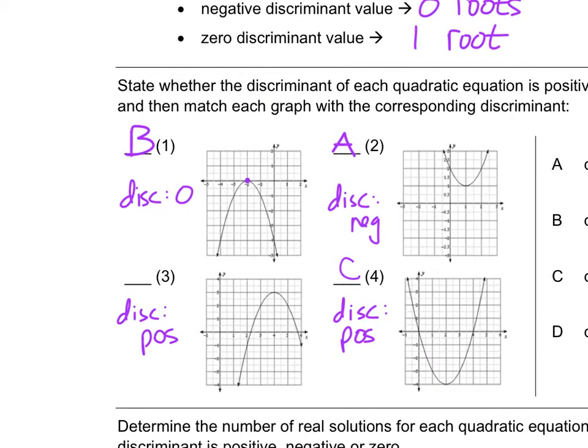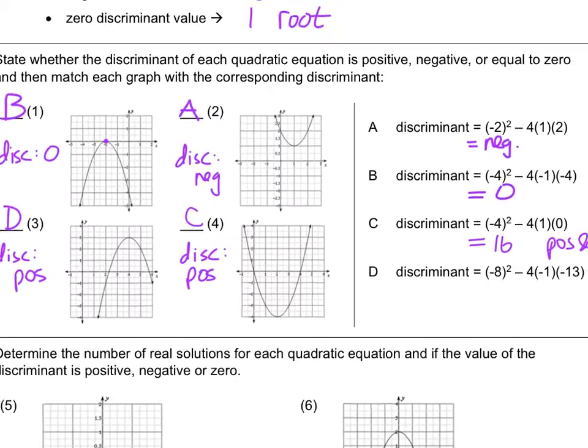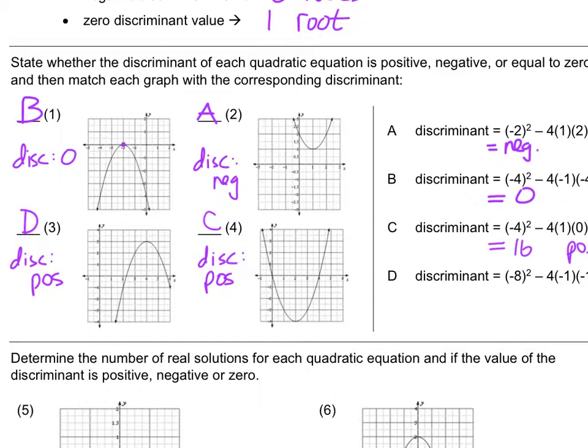All right, so then through process of elimination, it would be D for 3. All right, and so you'd be looking at 64 minus, what is that, 52? So you get a result of 12, which is not a perfect square. So that would explain why this one doesn't go through the clean numbers.